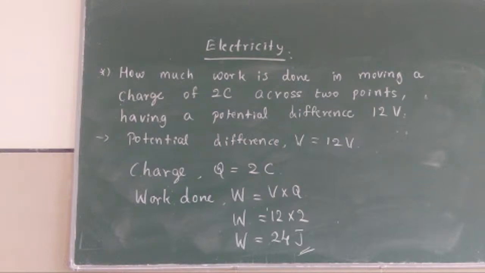So in this class we learnt about potential difference and electric potential. Potential difference means the amount of work done to move a unit charge from one point to another point, and electric potential means the amount of work done to move a unit charge from infinity to a particular point. Apart from that, we learnt the expression potential difference equals work done divided by charge. In other words, the potential difference is said to be 1 volt when and only when 1 joule of work is done to move a unit charge from one point to another point.